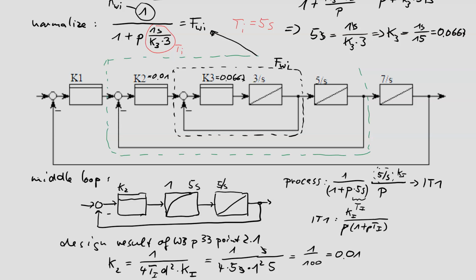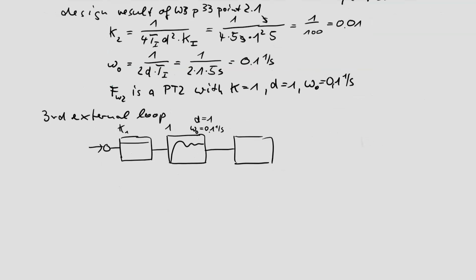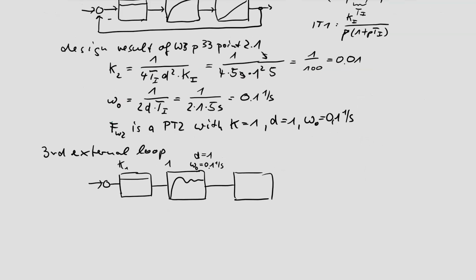You can say it is now solved. Let's call this FW2, according to our K2 here, FW2. And I have just quickly put all the information together. FW2 is a PT2 with these given values, and now I draw the third external loop.